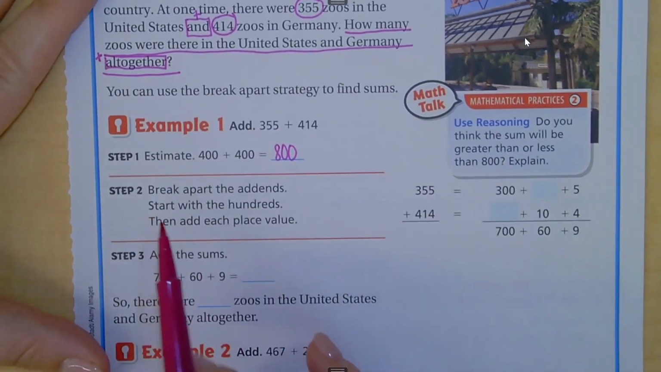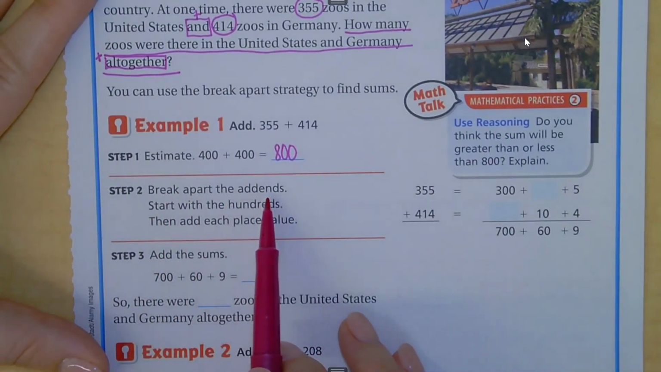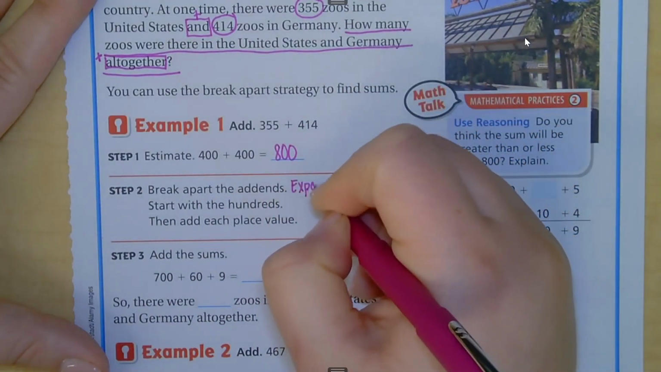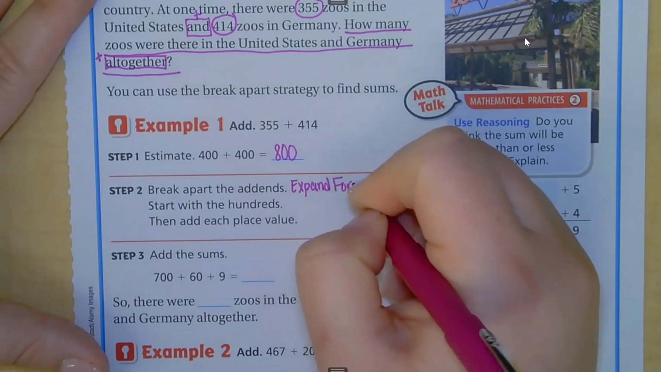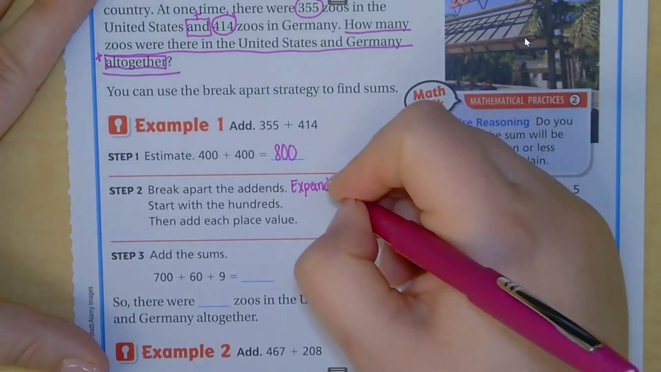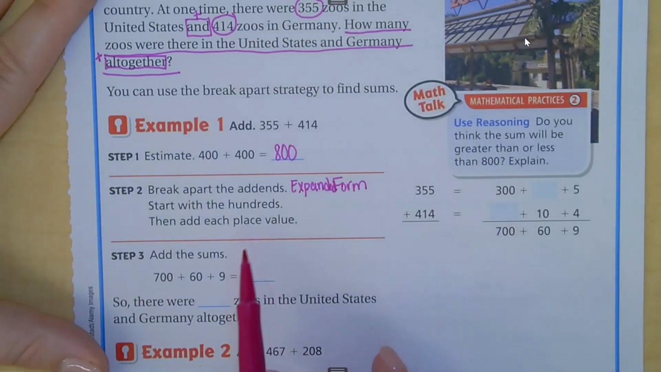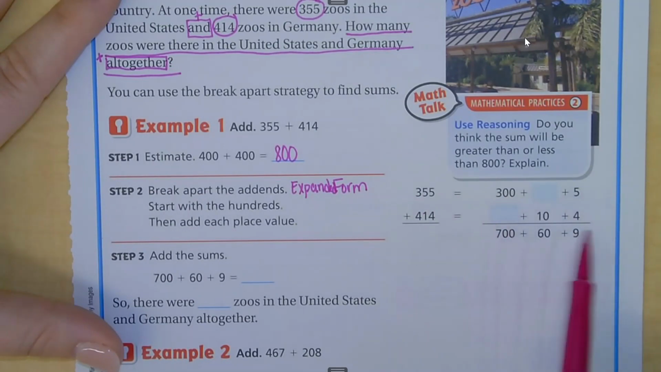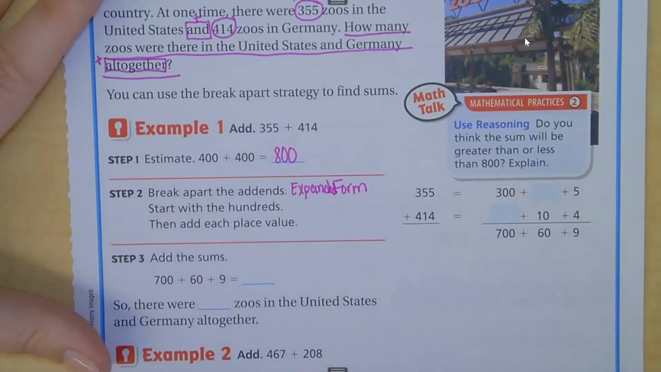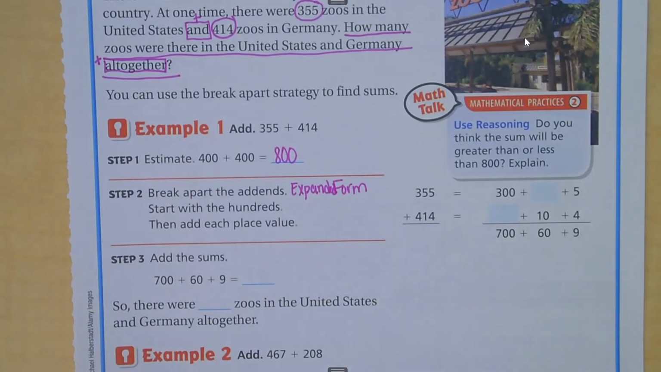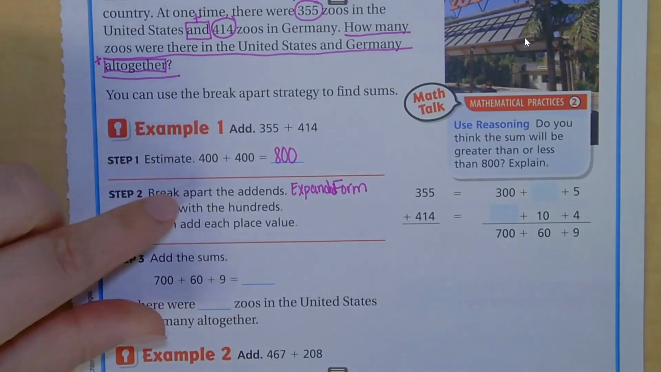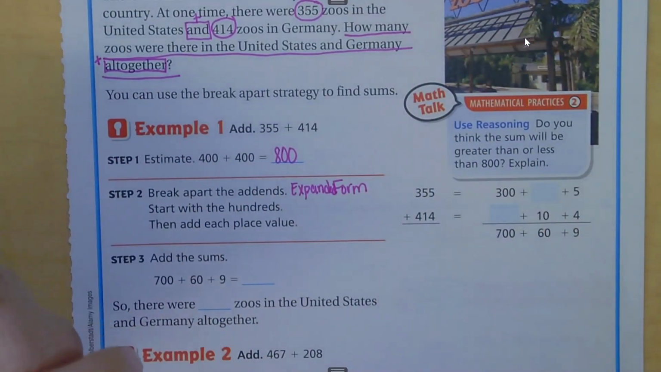Okay, step 2, break apart the addends. This is where we are going to use expanded form, what we just did on the whiteboard. Expanded. Forgot my ED in there. All right, so start with the hundreds, then add each place value. So 355, they've done some of this for you. We are going to break them apart over here. Break apart is just another word for expanded form. I kind of like it better, but they're both the same. Expanded form means you're expanding the number out by place value. Break apart means you're breaking apart the number by place value.